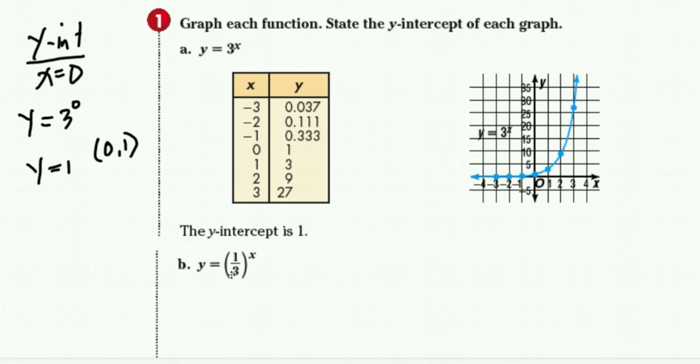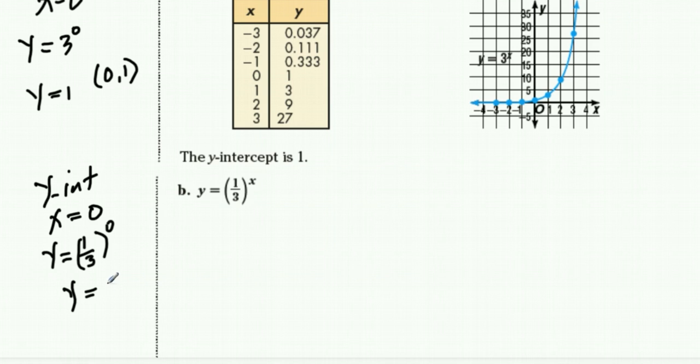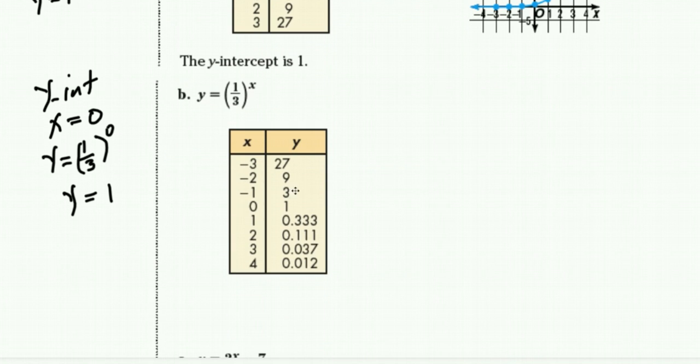Okay, so let's take a look at b. y equals 1/3 raised to the x power. So 1/3 raised to the x power, again, we want to find the y-intercept. And the y-intercept is when x is equal to 0. So y is equal to 1/3 raised to the 0 power. Okay, and again, our y-intercept would be 1. Putting that in tabular values, there's our y-intercept, when x is 0, y equals 1.